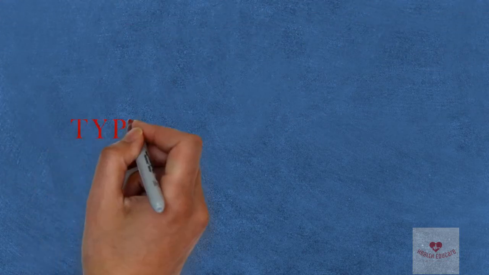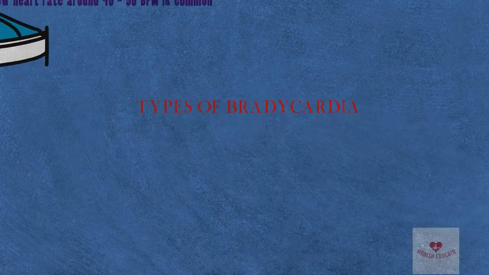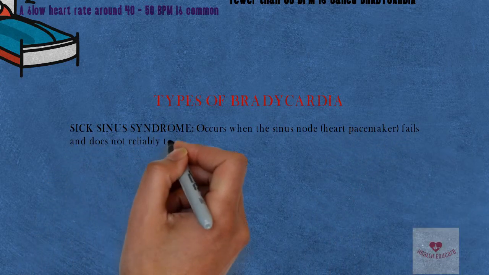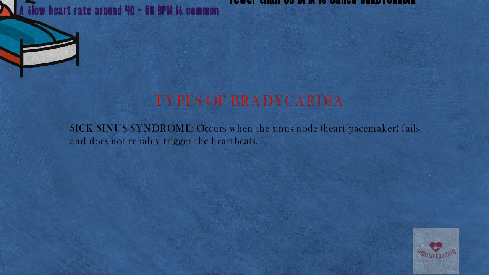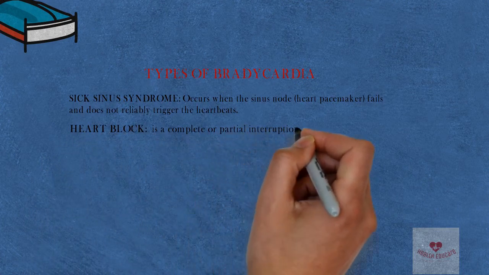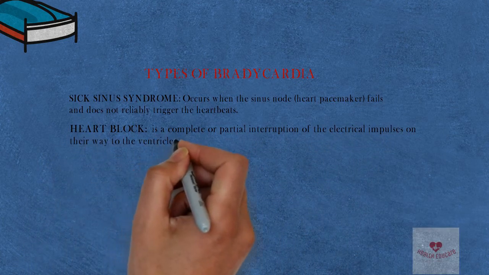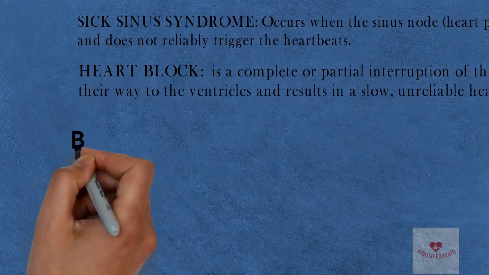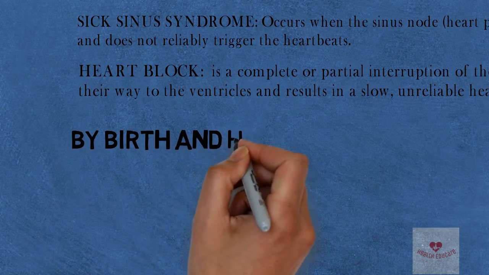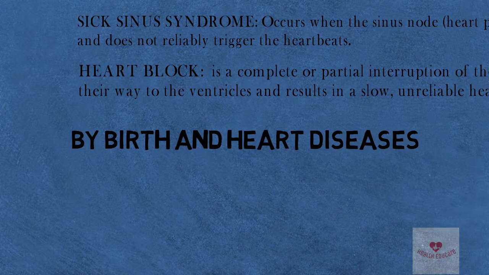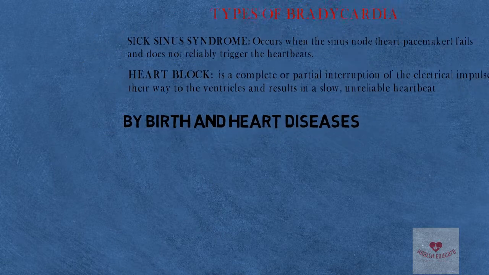There are 2 basic types of bradycardia. 1. Sinus syndrome occurs when the sinus node, the heart's own pacemaker, fails and does not reliably trigger heartbeats. This is very common in elderly persons, but may occur at any age. 2. Heart block is a complete or partial interruption of the electrical impulses on their way to the ventricles and results in a slow, unreliable heartbeat. Heart block may be present at birth, may result from other types of heart disease, after a heart attack for example, or may be due to age-related wear and tear on the heart's electrical system.